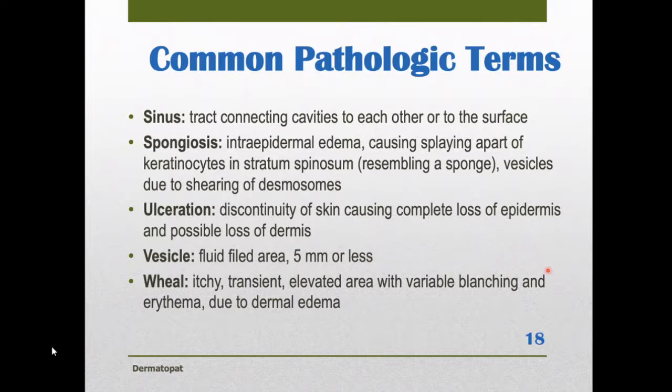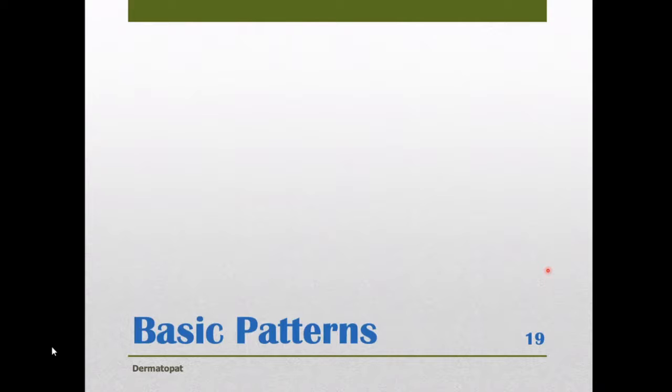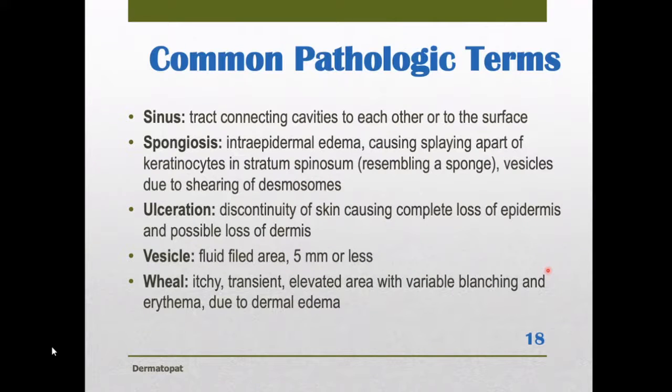So spongiosis, it is a term used when the cells are separate from each other, but not creating a space. We'll see that they are separate, but they do not form big spaces like those in Pemphigus Vulgaris, and you see that everywhere is filled with fluid. So we had explained spongiosis and vesicle ulceration before. Urticaria, where it's itchy, a transient elevated area with variable blanching or whitening, and erythema due to dermal edema. So these are some of the terms you will be seeing in dermatopathology and dermatology, and it is important to understand them.